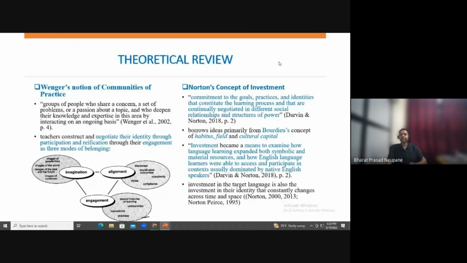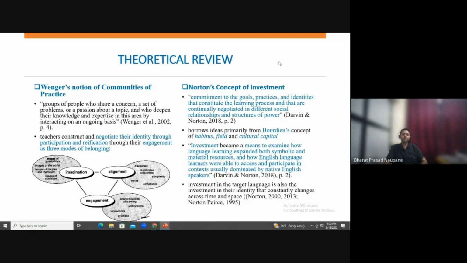And this concept of investment complements the concept of imagination. So these two theories are complementary to each other. That's why I have taken these two theories. There is a rationale behind the selection of these theories, right? And Norton's concept of investment borrows ideas primarily from Bourdieu's concept of habitus, field, and cultural capital. So I have also drawn this concept of habitus, field, and cultural capital in my research.